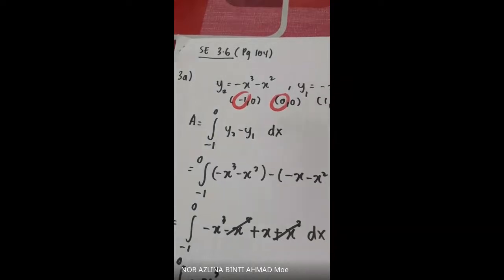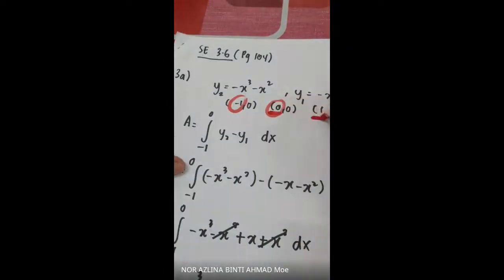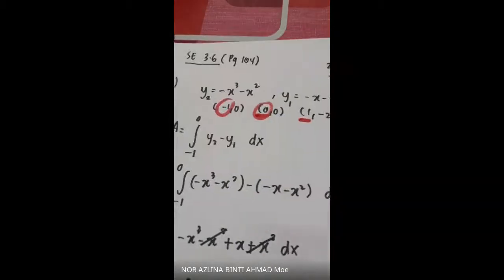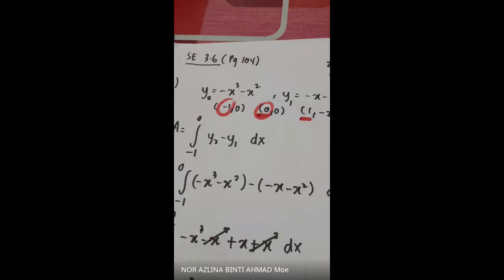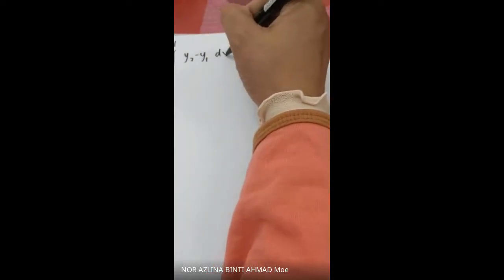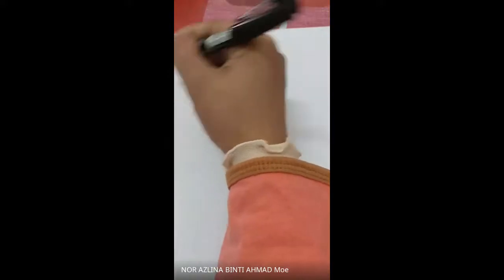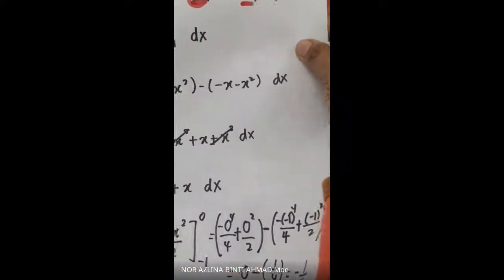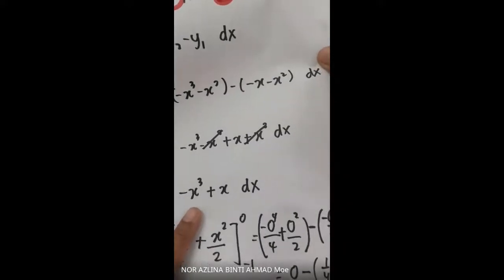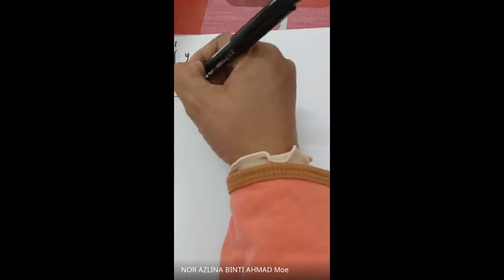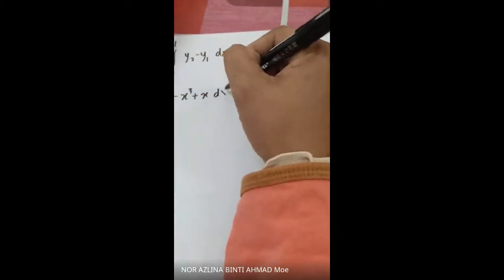Now region for B, area, sorry. Integration from 0 until 1. Okay. From 0 until 1. So integrate from 0 until 1, y2 minus y1 dx. So you get y2 minus y1. Just now we get negative x cubed plus x. So negative x cubed plus x dx.